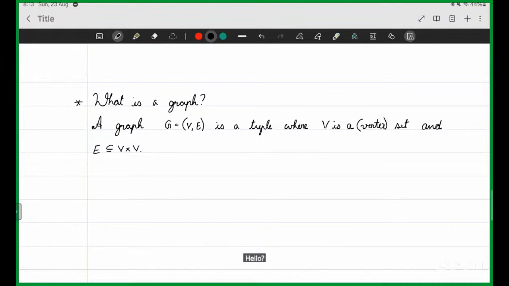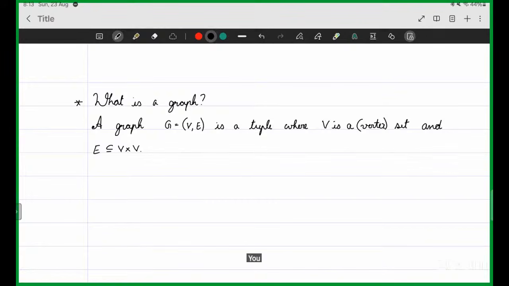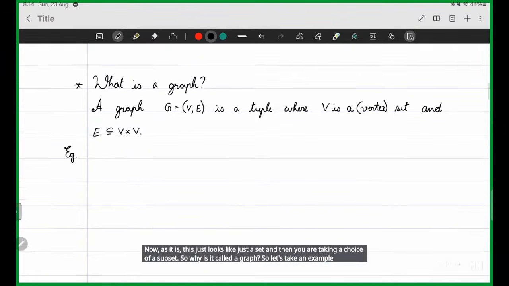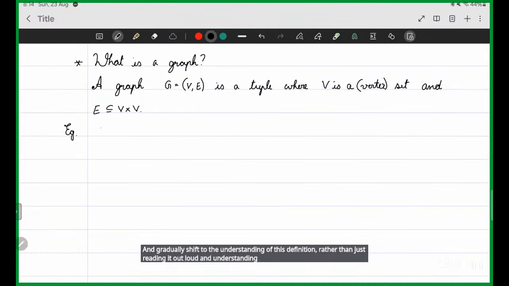It's a relation, right? So if you have a relation on a set, suppose you start out with a set V and you're talking about relations on that set, you just consider subsets of V cross V, right? Now, as it is, this just looks like just a set, and then you're taking a choice of a subset. So why is it called a graph? So let's take an example and gradually shift to the understanding of this definition rather than just reading it out loud and understanding the terms there.